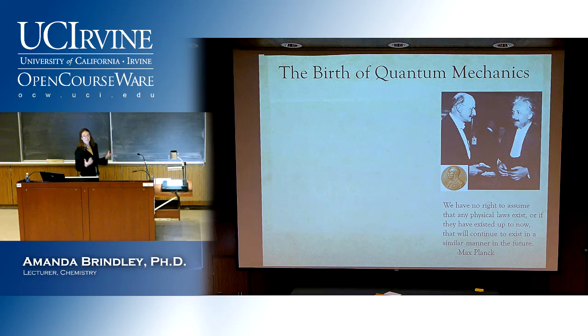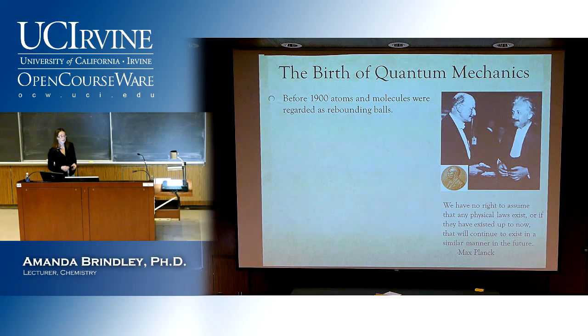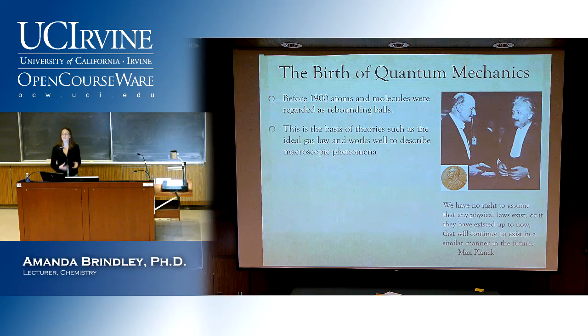So first, a little bit of a history lesson for you, since this is important in the development of how these atom models came to be. Before 1900 or so, we always thought of atoms and molecules as just these rebounding balls. You can think of them as billiard balls in 3 dimensions, just sort of bouncing around. And we knew that there was more to it, but we didn't exactly know how.